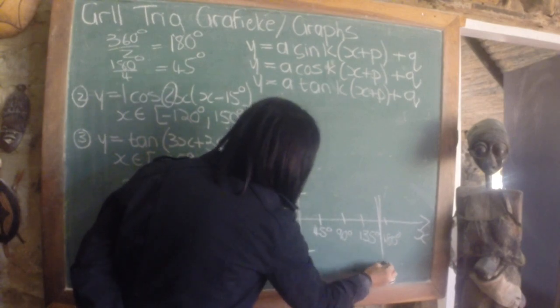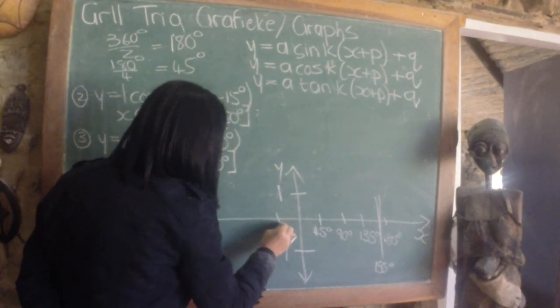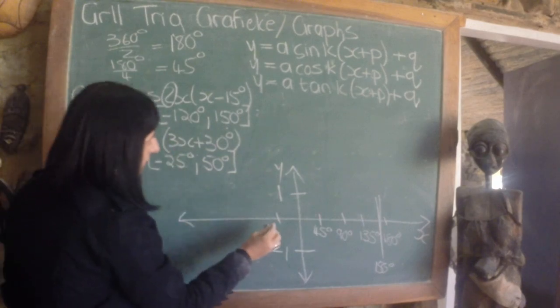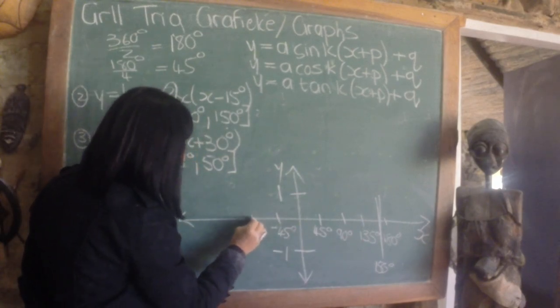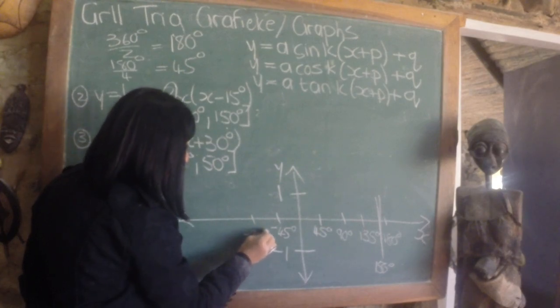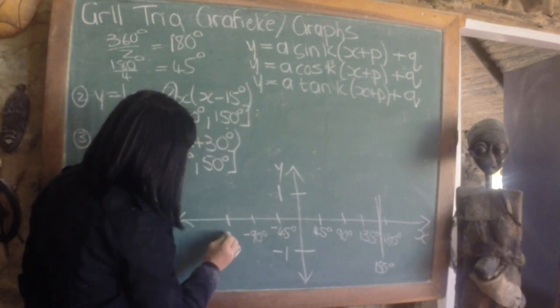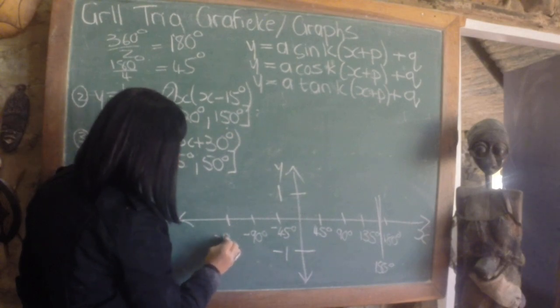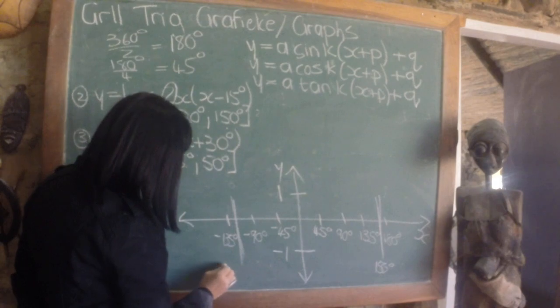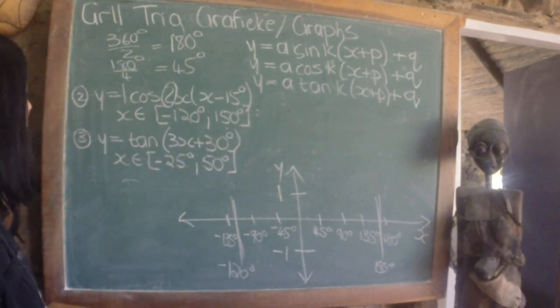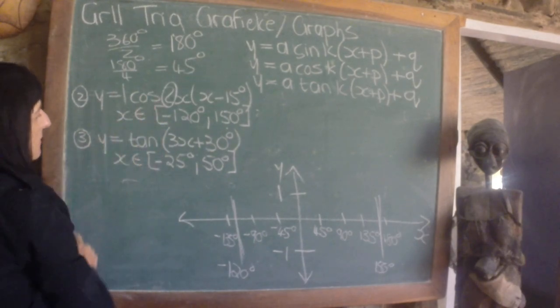So let's go to this side, minus, and we're going to go up to minus 120. So ons het minus 45, minus 90, en dan het ons hierso minus 135, maar ons gaan net hierso tot minus 120 grade. Okay, so that's what happens here.